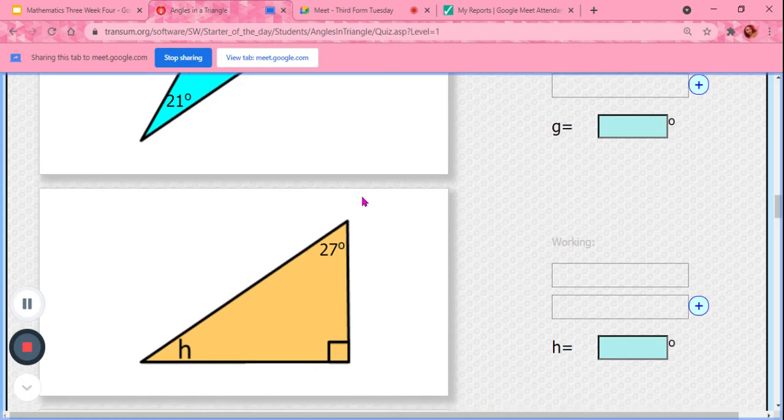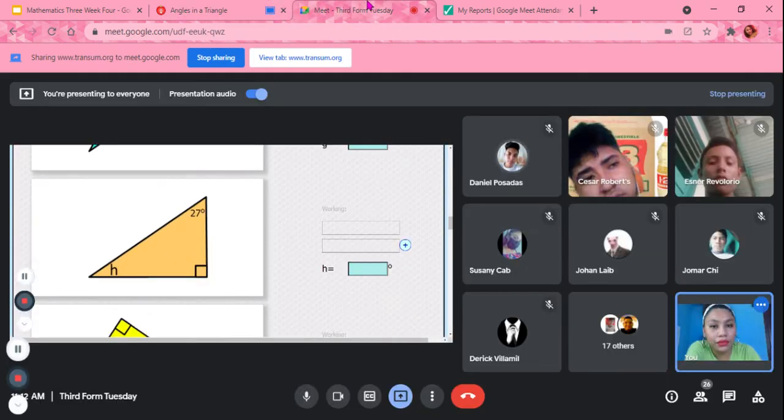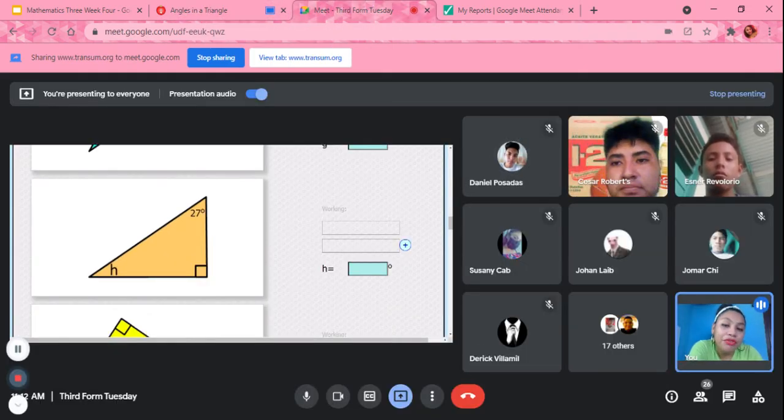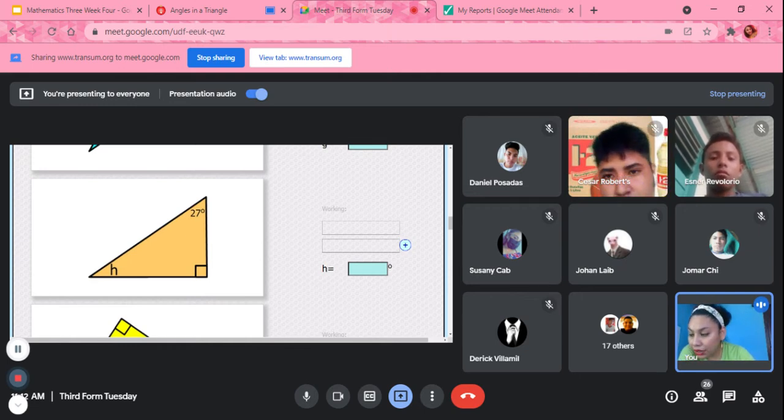Let's look at this one. This one is a little different as well. I have 27 degrees. This is a right angle triangle, and I'm looking for the magnitude of angle H. What would I do in this case? Who can tell me?